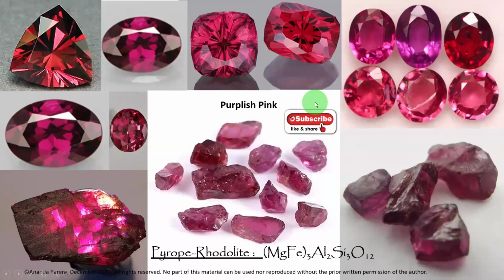Now look at the colors here. This is purplish pink. And look at the pyrope and rhodolite. Both are mixed together. Look at those colors. Purplish pink is there. Pyrope and rhodolite both included together.